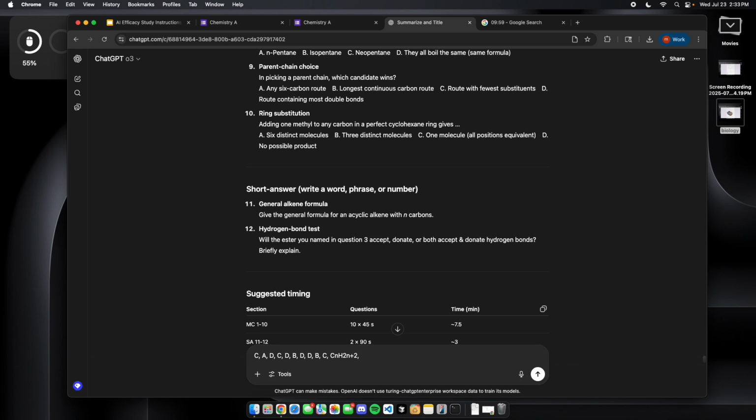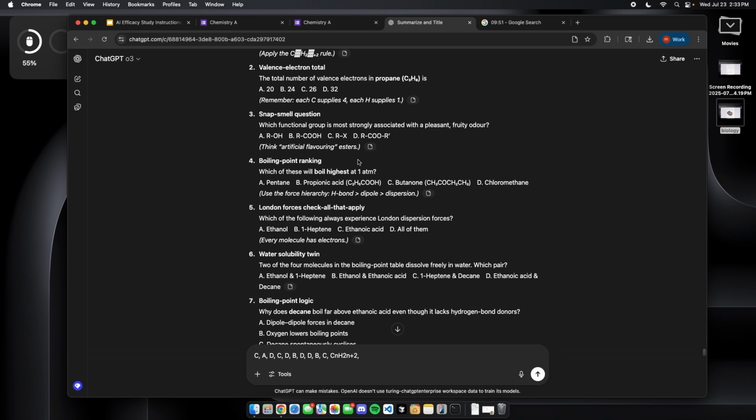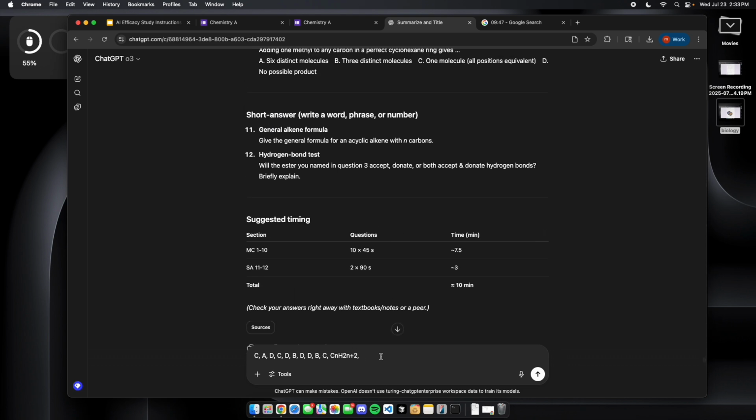Hydrogen bond test. Will the ester you named in question 3 accept, donate, or both accept and donate hydrogen bonds? In question 2, it will accept.